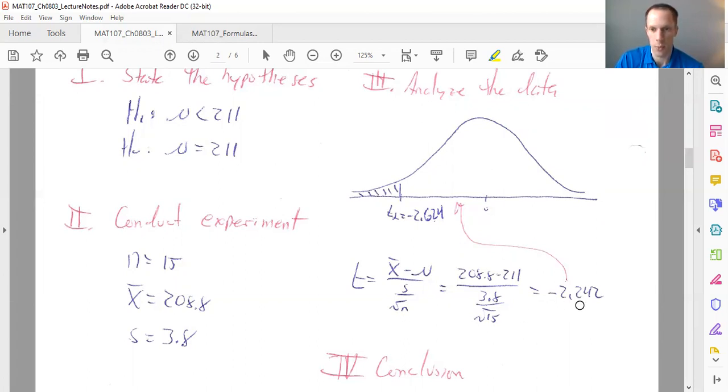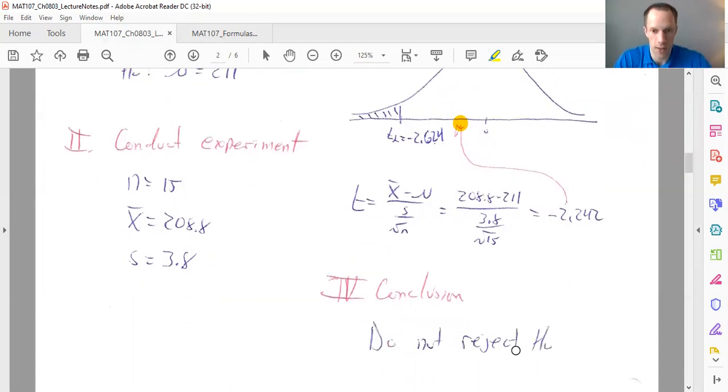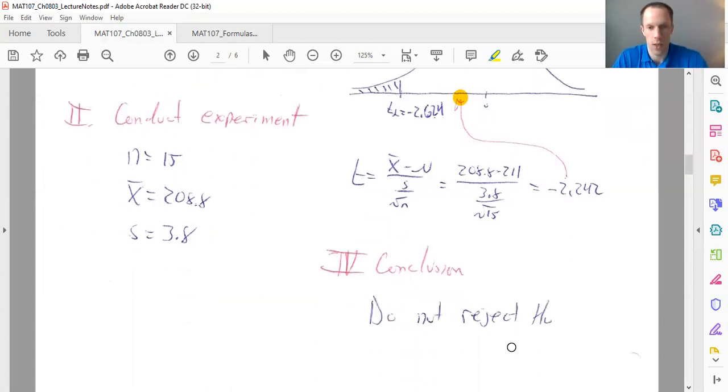That gives you negative 2.242, which is somewhere between 0 and the critical value, so it's not in the shaded region. So this sample average is not far enough away from 211 for us to feel comfortable rejecting the null hypothesis. So our conclusion is: do not reject the null hypothesis.